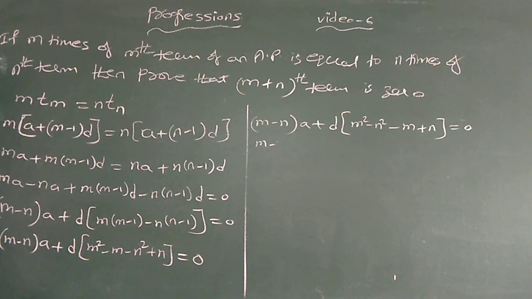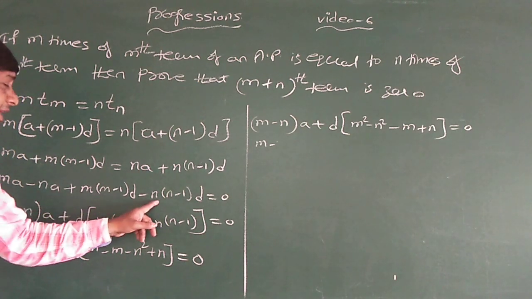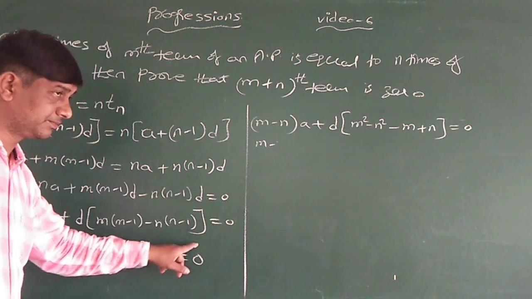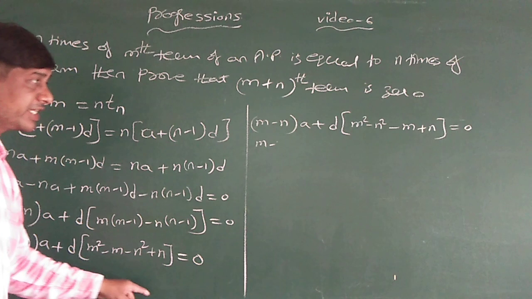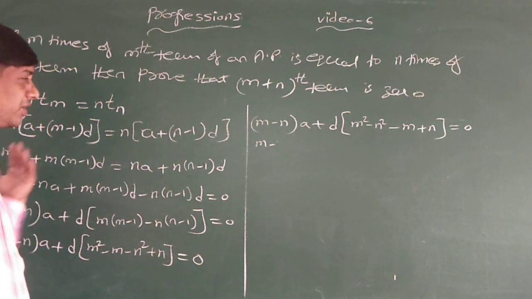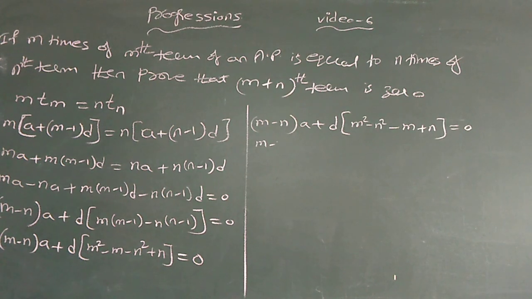So is equal to 0. ma minus na plus m into m minus 1 into d minus n into n minus 1 into d is equal to 0. Correct this one. The right hand side is equal to 0 because we took all terms to the left side.